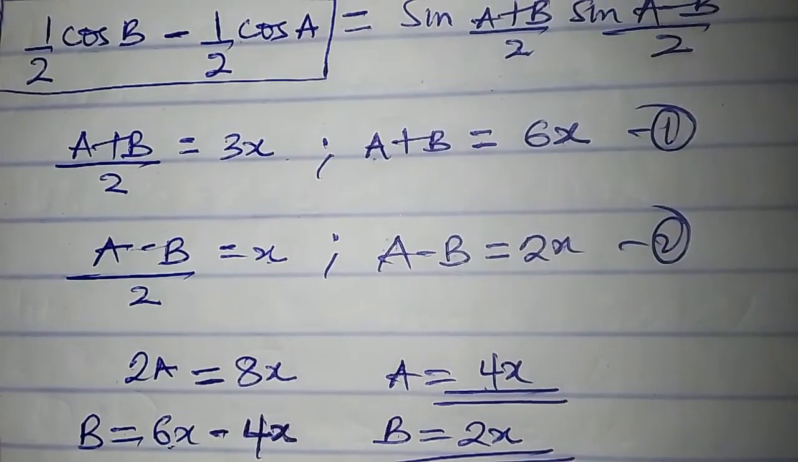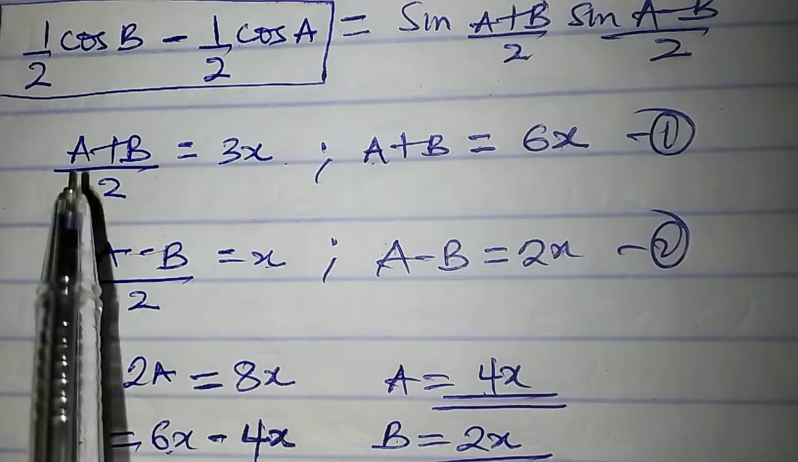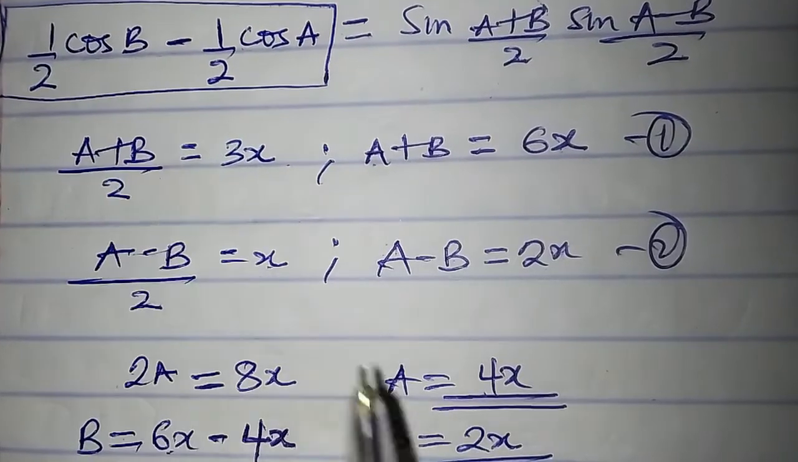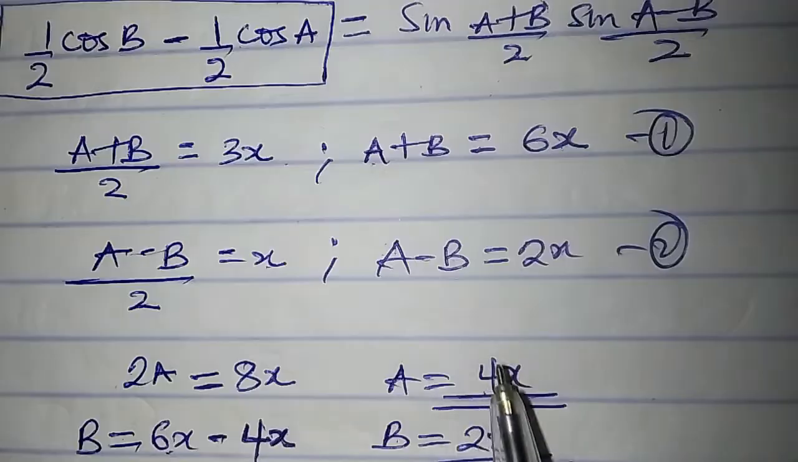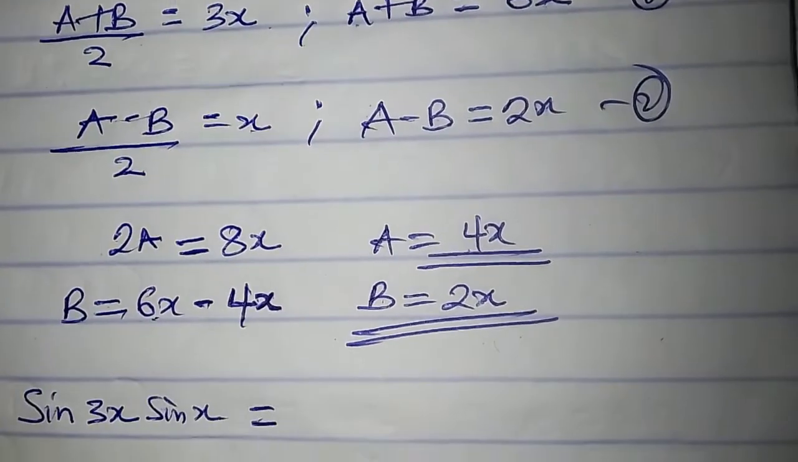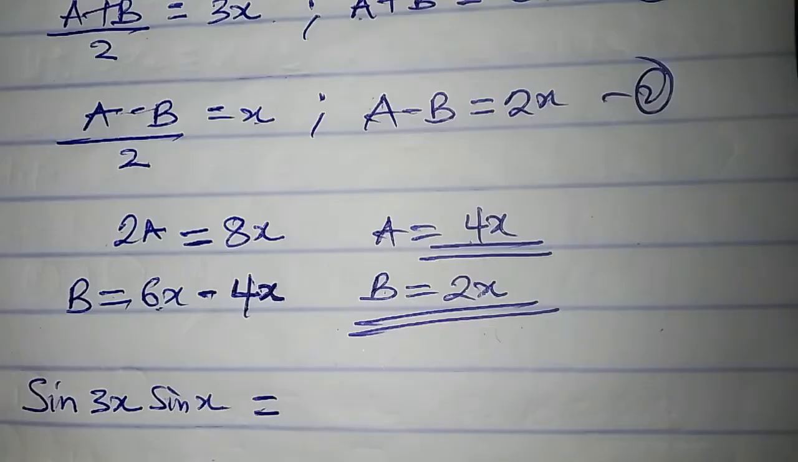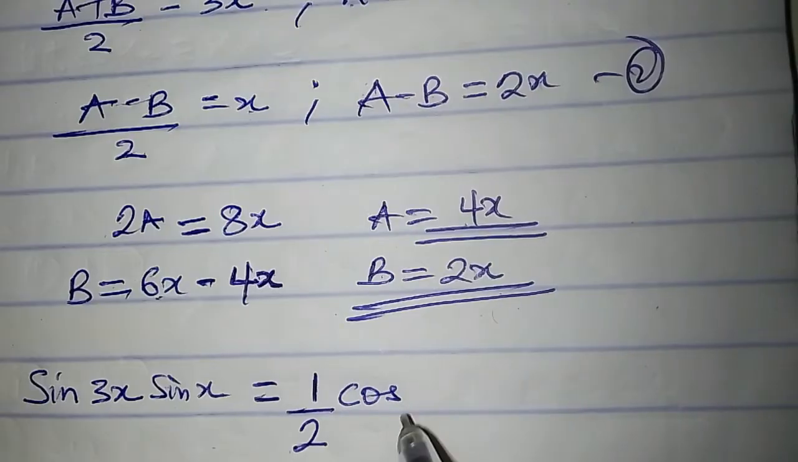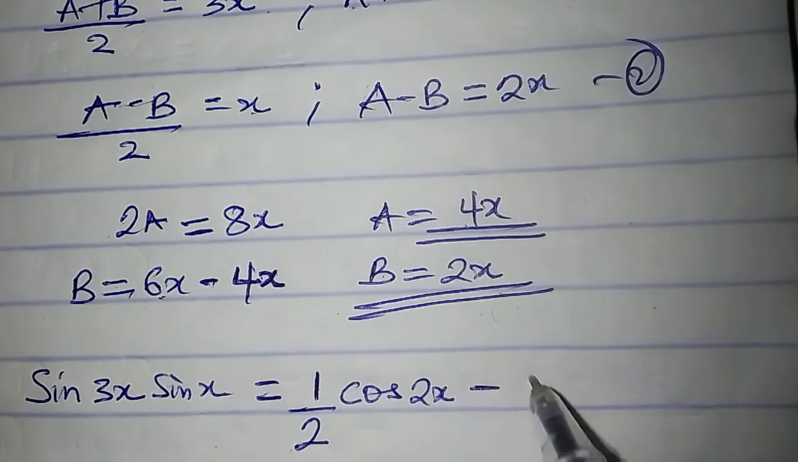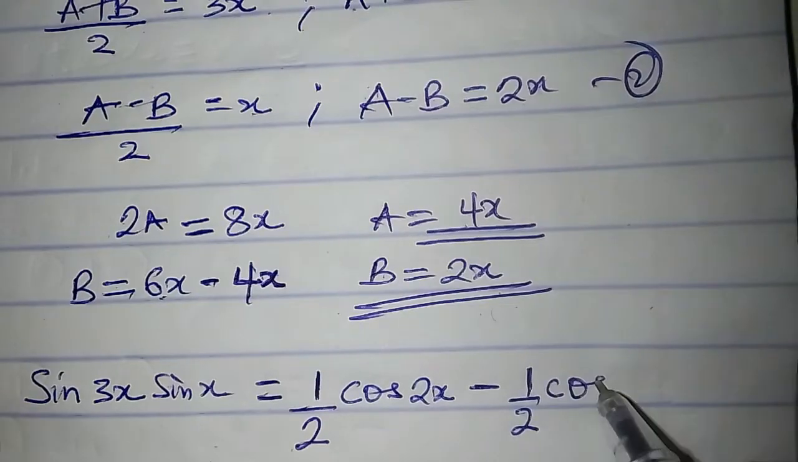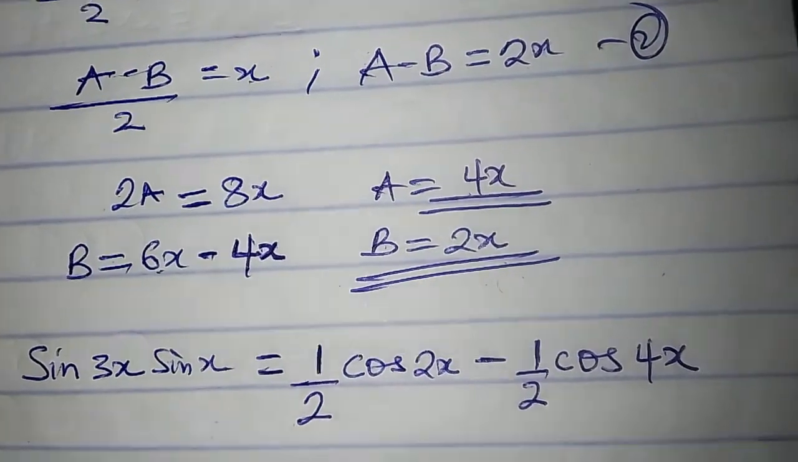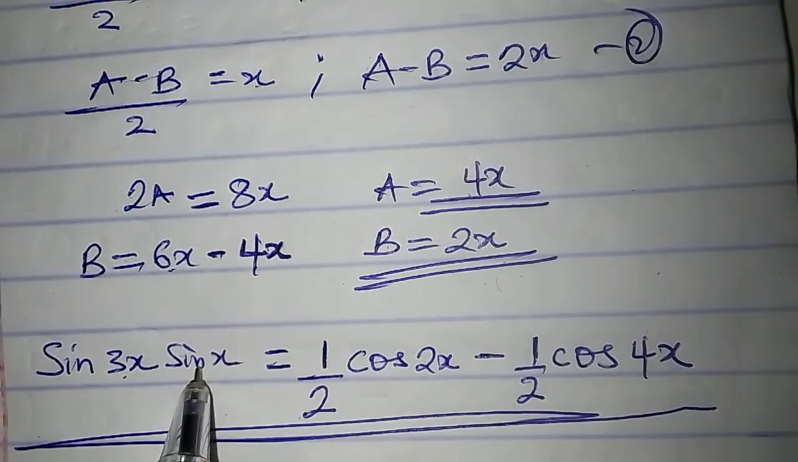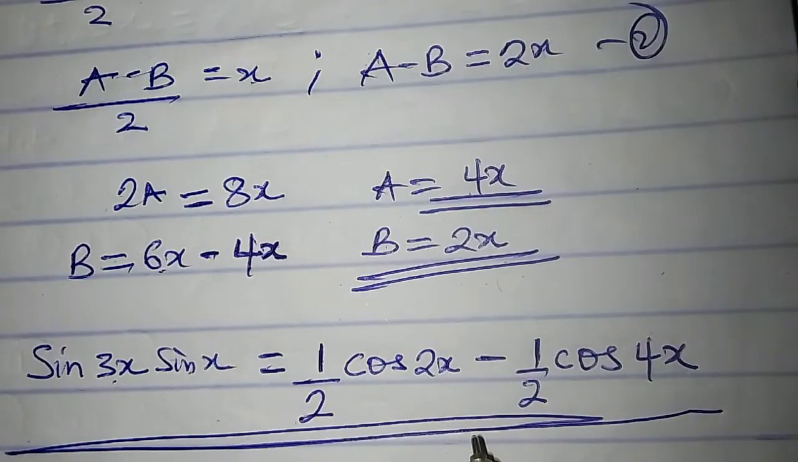Now we have gotten a and b. Let's substitute them into this, our expression at the left-hand side. In place of b, we'll write 2x. In place of a, we'll write 4x. So, sine 3x sine x will be equal to half cos b. b is what? 2x. Minus half cos a. a is what? 4x. We have succeeded in expressing sine 3x sine x as a sum of two trigonometric ratios.